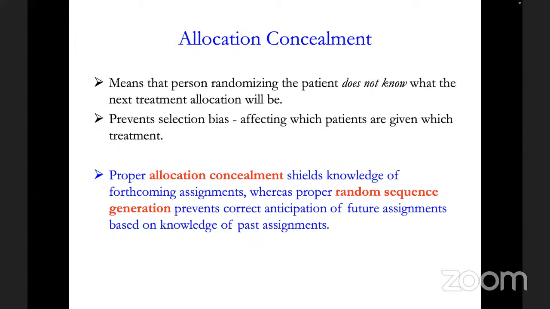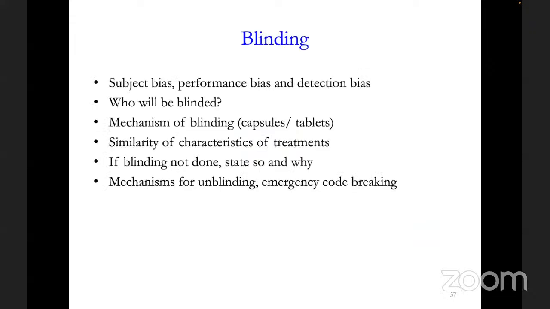So do mention the process of allocation concealment. If you have used the SNOSE technique, mention that after randomization, allocation concealment was done using the SNOSE technique. You also must describe the technique of blinding and masking, because sometimes you can blind, sometimes you cannot, and there are various ways of blinding.